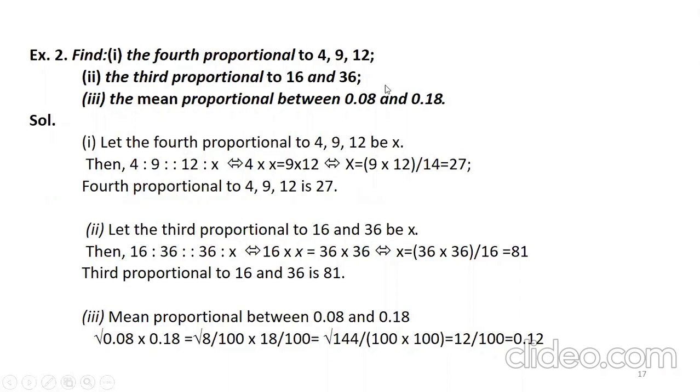Find the third proportional to 16 and 36. For the third proportional rule, we write A is to B is to B is to C. Now the same rule, the product of extremes: 16 into x is equal to 36 into 36. So now the x value is 81. Now the next part is to find the mean proportional between 0.08 and 0.18. So root of AB is 0.12.